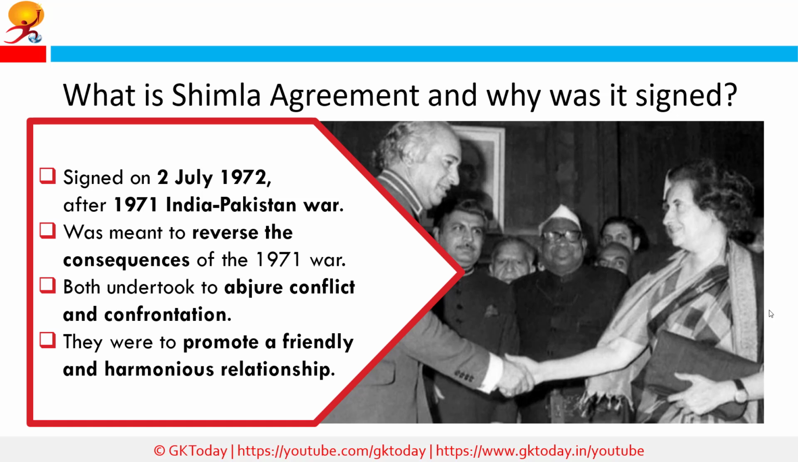Under the Shimla Agreement, both countries undertook to abjure conflict and confrontation which had marred relations in the past and to work towards the establishment of durable peace, friendship and cooperation. The two countries not only agreed to put an end to conflict and confrontation, but also to work for the promotion of a friendly and harmonious relationship and the establishment of durable peace in the subcontinent, so that both countries may henceforth devote their resources and energies to the pressing task of advancing the welfare of their people.